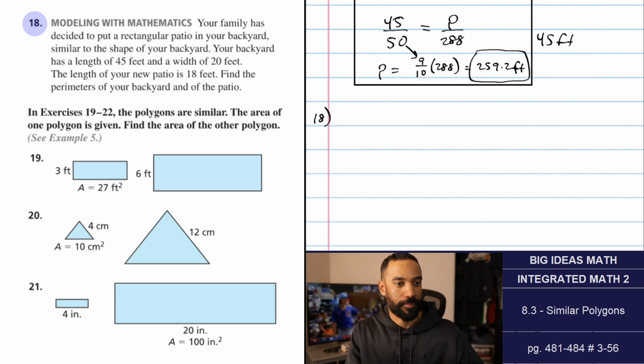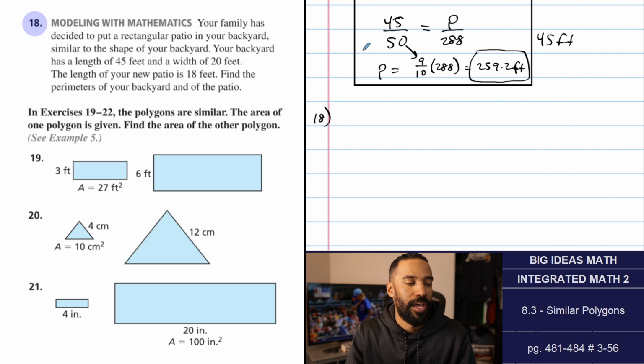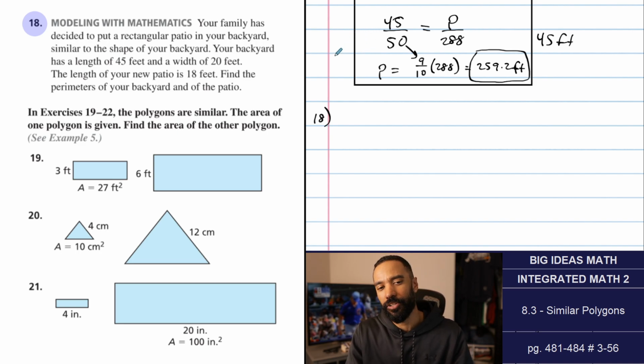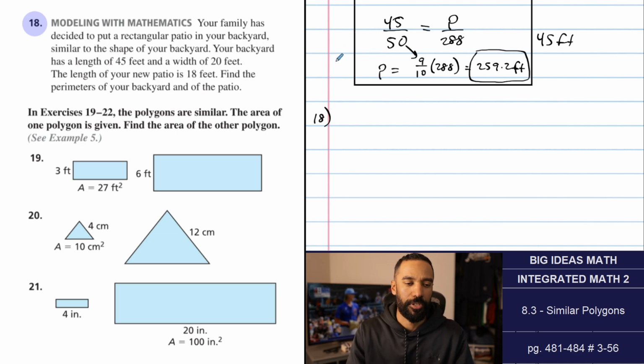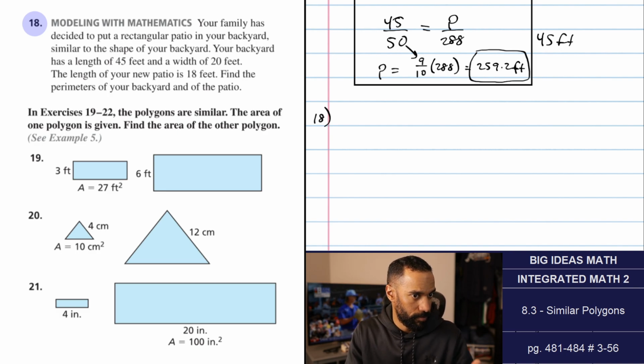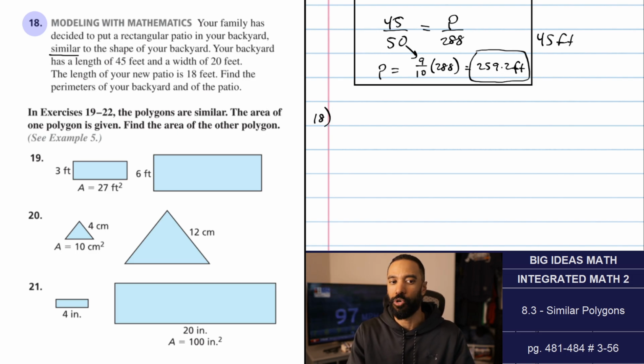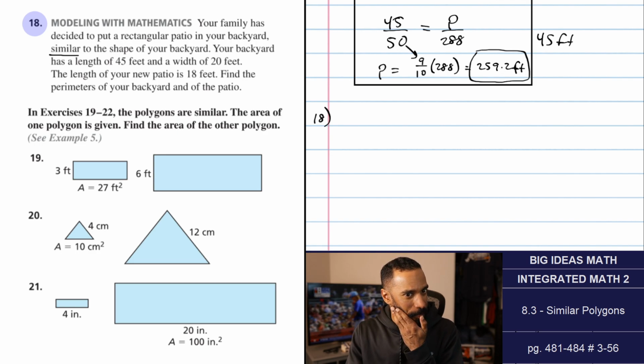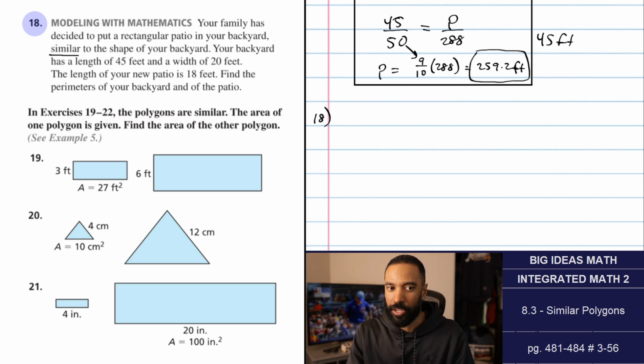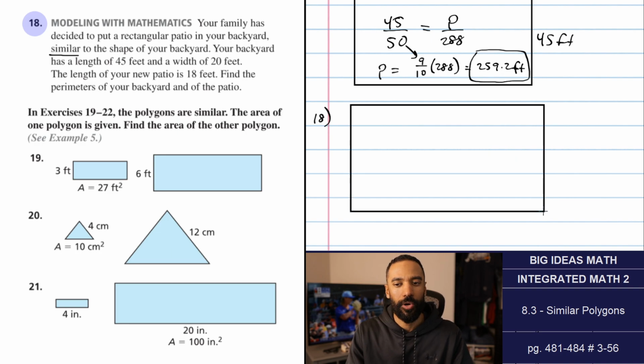Number 18, modeling with mathematics. Your family has decided to put a rectangular patio in your backyard similar to the shape of your backyard. Your backyard has a length of 45 feet and a width of 20 feet. The length of your new patio is 18 feet. Find the perimeters of your backyard and of the patio. Oh, okay, so it's in the backyard. I totally misread the thing.